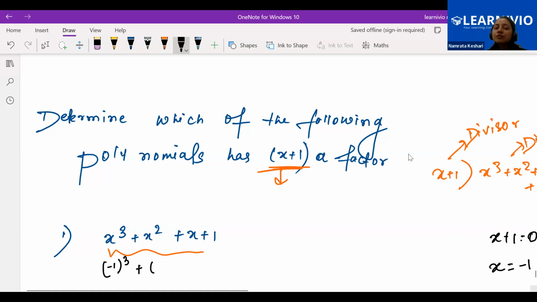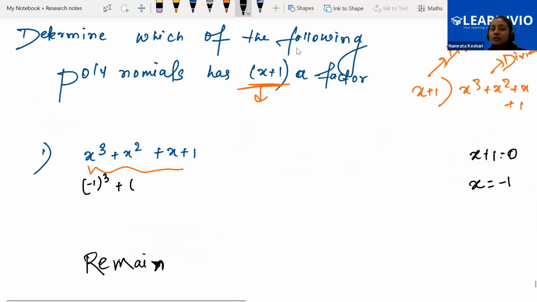So what we will do, we will find the zero of this x plus 1. That is x equals -1 we are getting. That 0 we will substitute in our polynomial. So -1 cube, -1 square plus -1 plus 1. Why are we doing so?